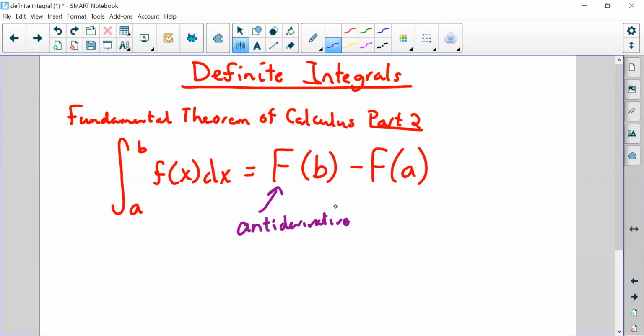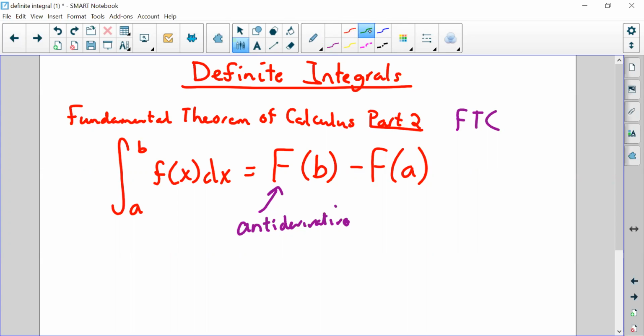So it tells me if I want to find the integral from a to b of f of x dx, I find the antiderivative, evaluate that antiderivative at the upper limit minus evaluating the antiderivative at the lower bound. And that will give us the exact area under the curve. That's the Fundamental Theorem of Calculus Part 2, usually abbreviated FTC. You know we like our abbreviations.